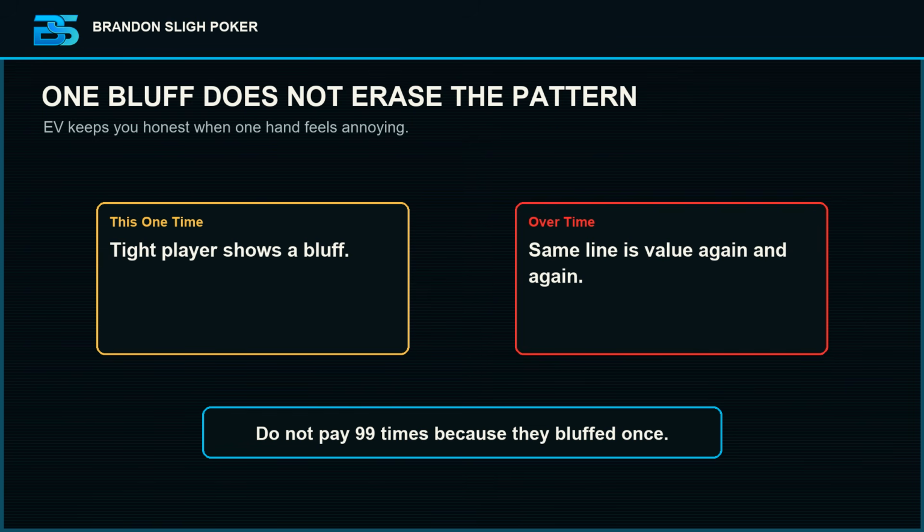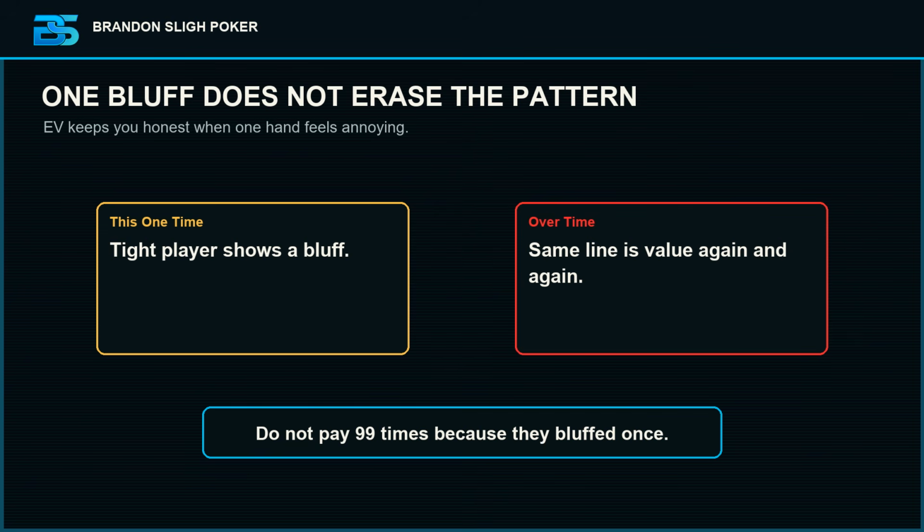Let's say you face a river bet from a tight player who has not bluffed in 3 hours. Your hand looks pretty good, but the line they took is extremely strong. You fold and they show you a bluff this one time. It feels bad in the moment, trust me, but that does not automatically mean your fold was bad.